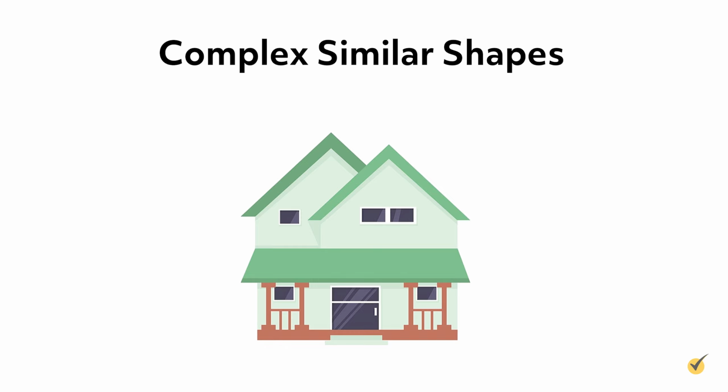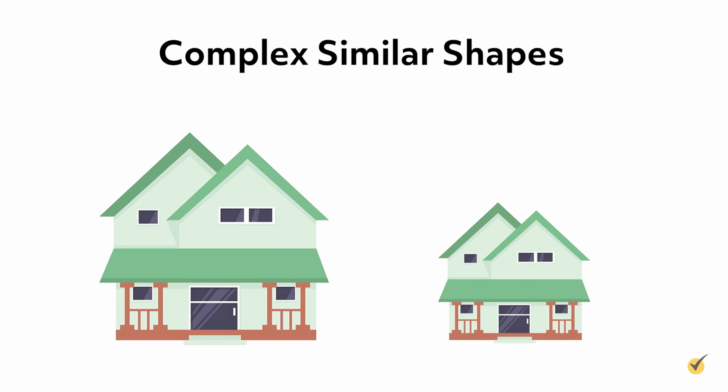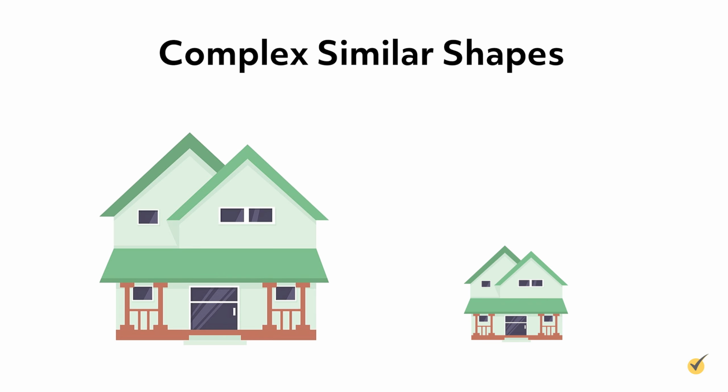We see complex similar shapes in models. A model house has the same shape as a real-life house it's representing, but it's been scaled down. Suppose the model of the house is 1/36 the size of the real house. All the angles are the same, but every side is 36 times longer on the real house.